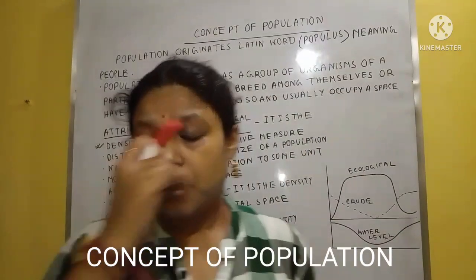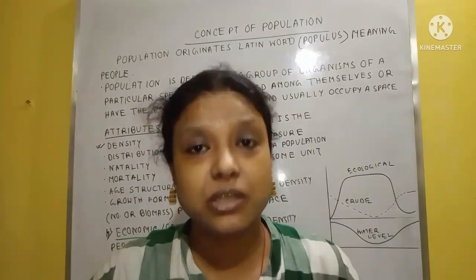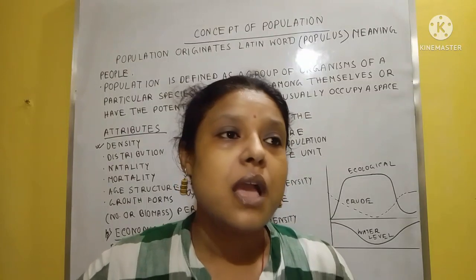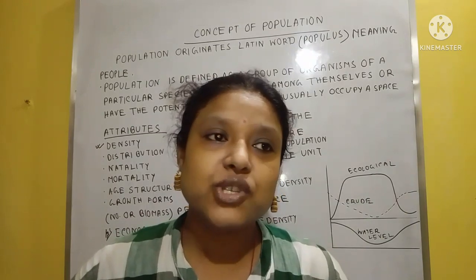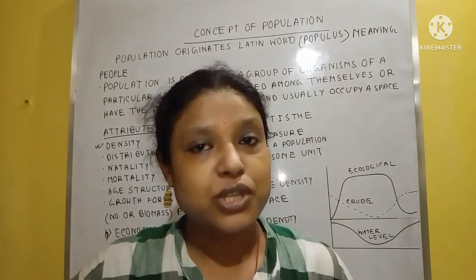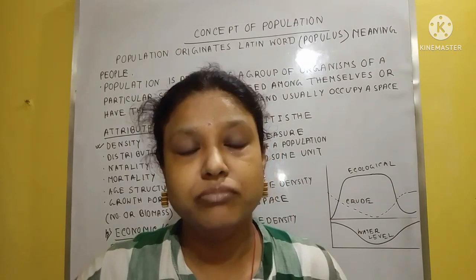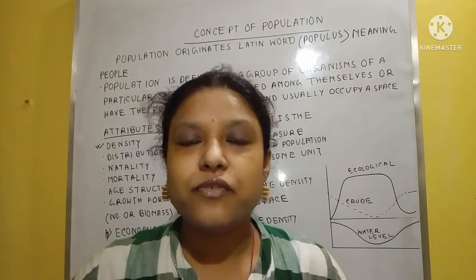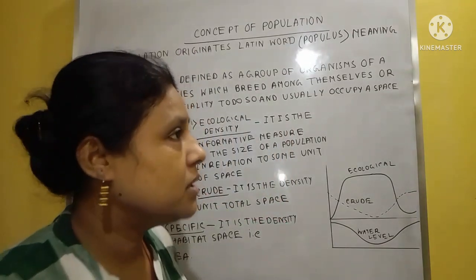And today I will start the topic related to population ecology. You all know population ecology is a part of ecology. Okay, so then we will start with what a population is and its attributes, the different types of attributes related to population ecology. It is a vast chapter, so I think 5 to 6 videos are necessary for completion of this chapter. Clear? Okay, let's start today.